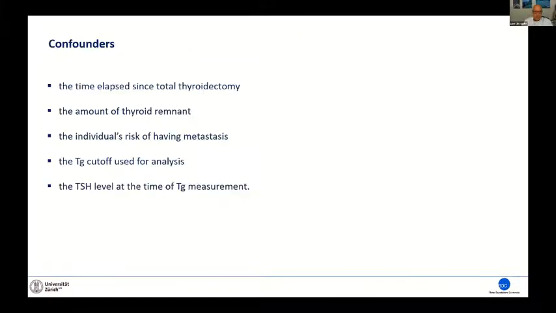Taking into account this data, we also need to consider a lot of confounders when interpreting thyroglobulin results. First of all, the time elapsed since total thyroidectomy. Of course, the amount of thyroid remnant, as Cesar knows, this is surgeon related. The individual's risk of having metastasis, the cutoff we decide to use for the analysis, and of course, the TSH level at the time of measurement.